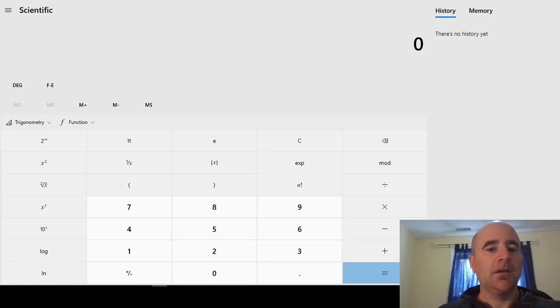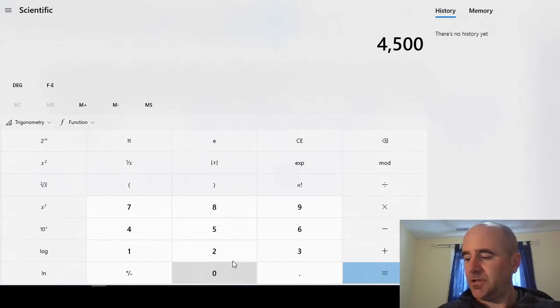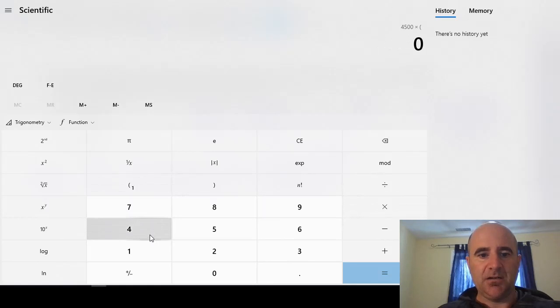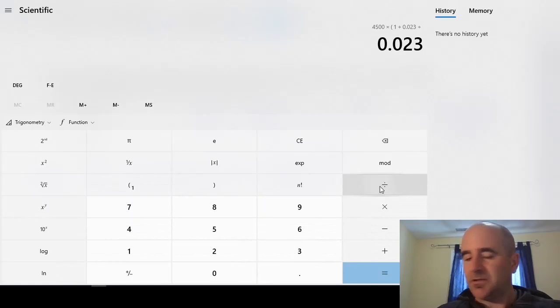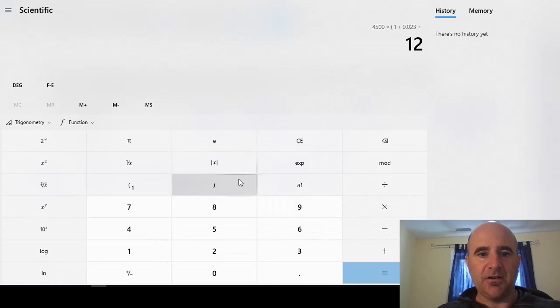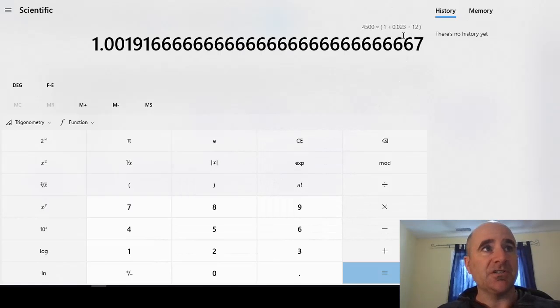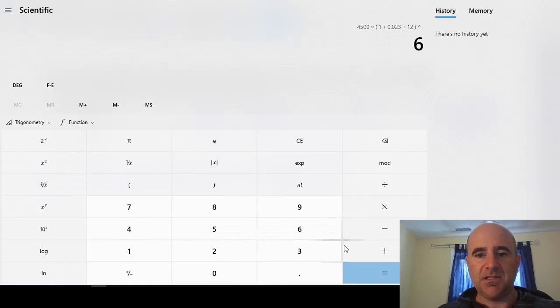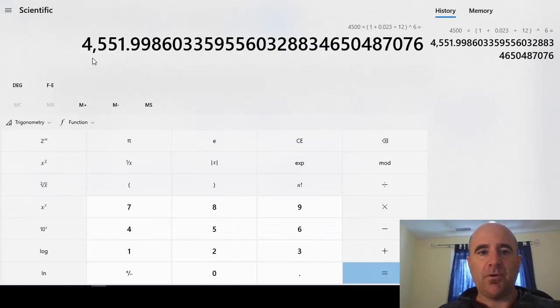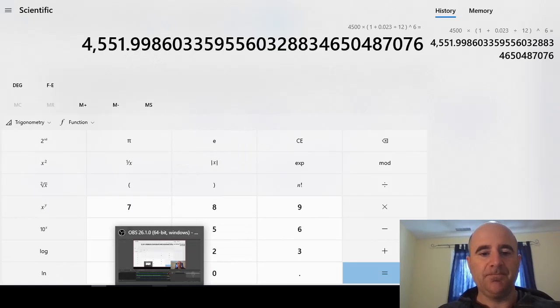So if I do it just by typing it in as I see it here, 4,500 times bracket 1 plus 0.023 divided by 12. And of course, my calculator will do order of operations here. Okay, when you do 1 plus 0.023 divided by 12, it does do the division first. Okay, and then finally my exponent button to the power of 6 should give me the answer, $4,551.99, and that actually rounds to $4,552 because that 99 cents rounds up to the nearest dollar there.